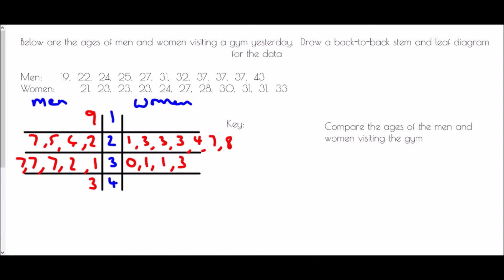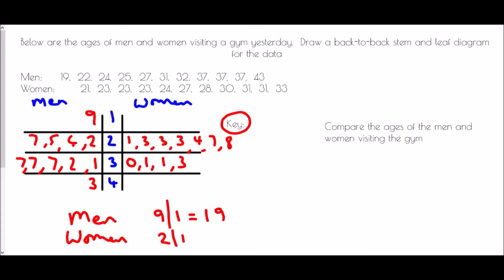Now the key here, we actually need two different keys. So for the key, for men, we need to say that 9/1 equals 19, and for women, that 2/1 makes 21. That is so that we know how to read both sides of the diagram.